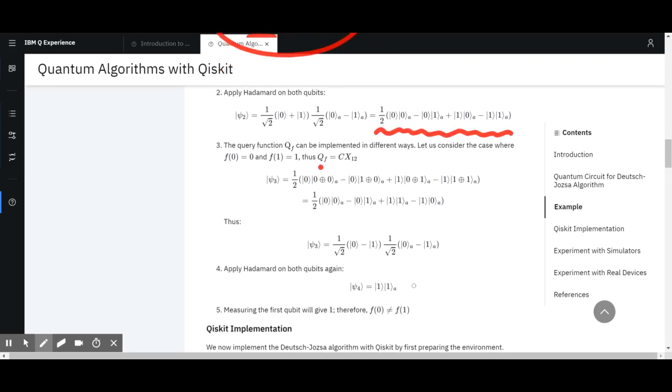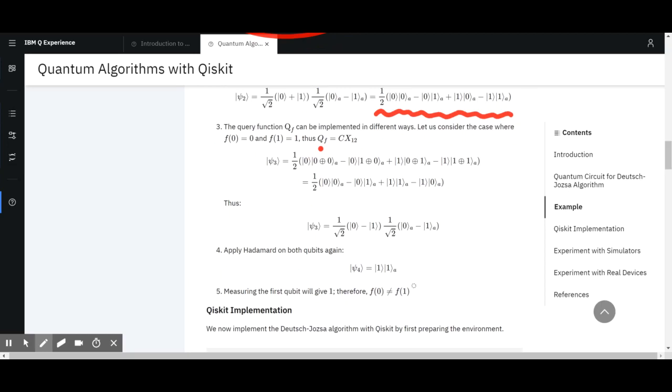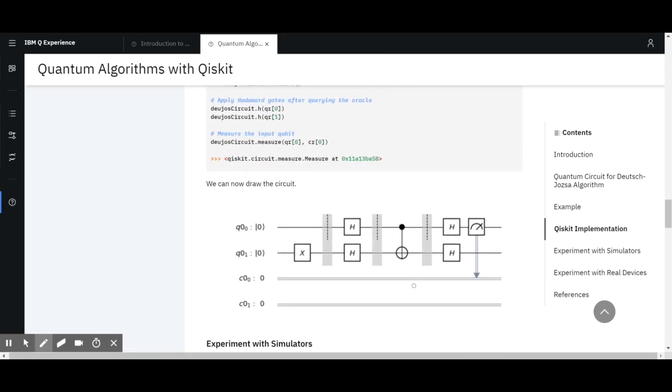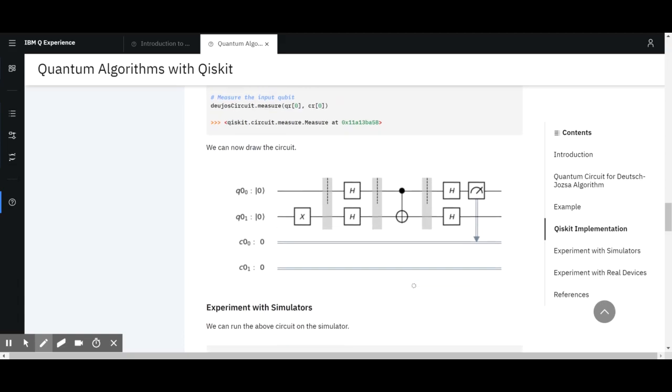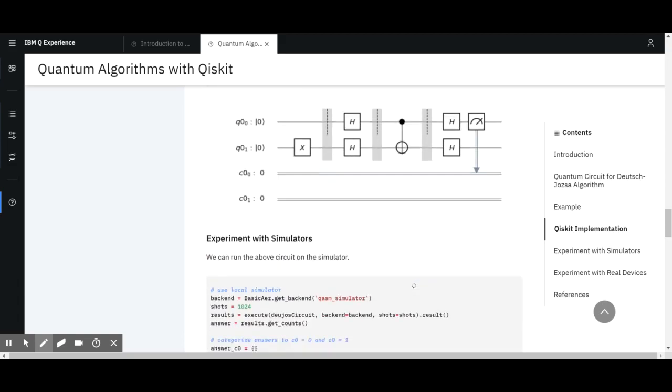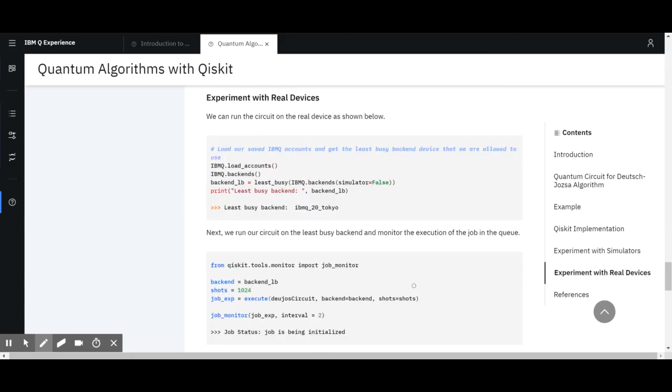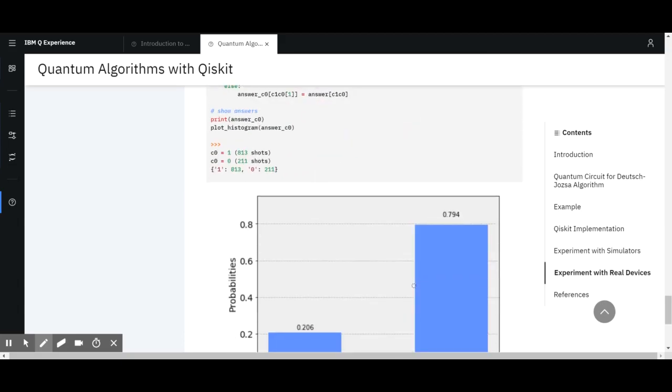Apply Hadamard in both qubits again, and then measure. And then we've got a Qiskit implementation already. And you can draw the circuit. Experiment with simulators. And that's it. That's all the explanation.